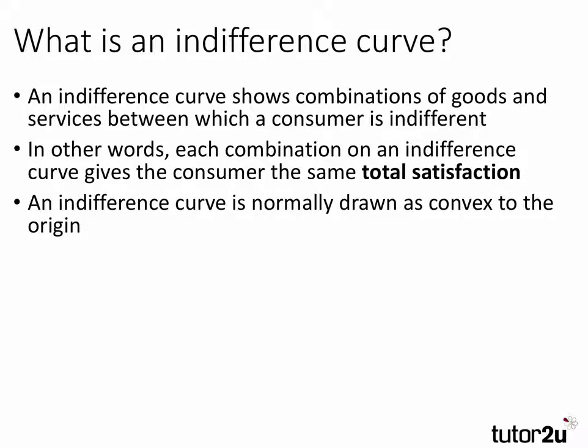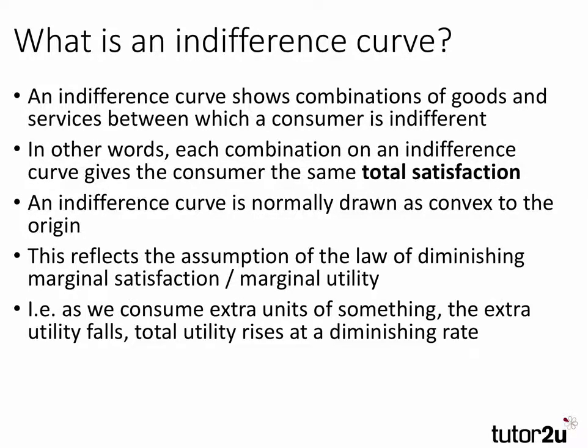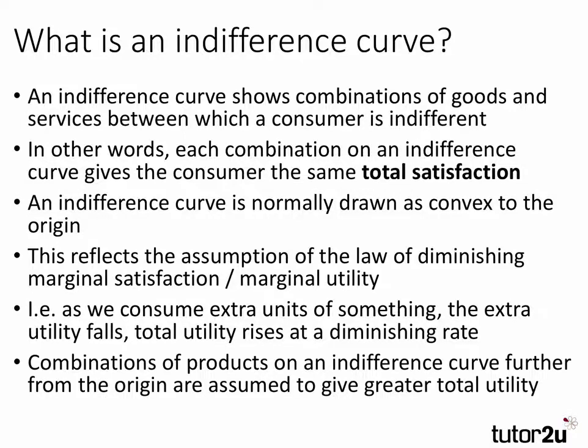We normally draw an indifference curve as convex to the origin, and that's because of the law of diminishing marginal utility or diminishing marginal satisfaction. That law in economics suggests that as we consume extra units of something, the extra or the additional utility falls. Total utility therefore rises, but at a diminishing or decreasing rate.